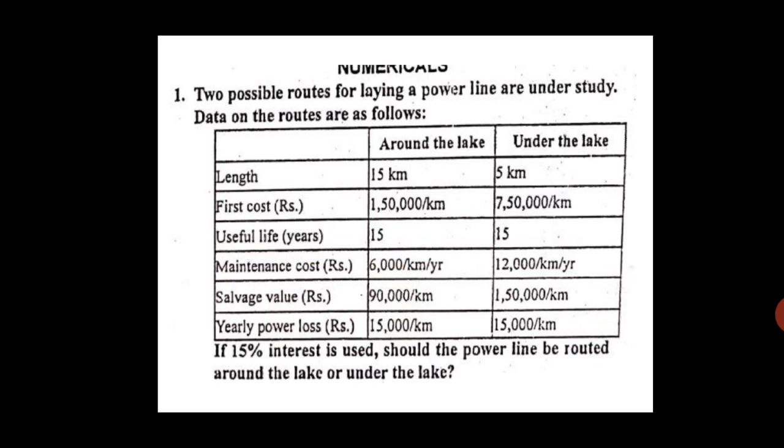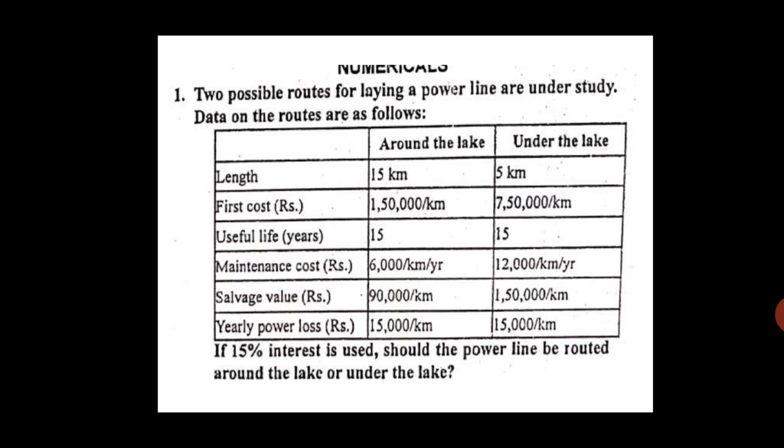So one thing is you can pass the power line around the lake, or you can take it underground, under the lake. Okay. So if you want to take around the lake, then it is almost 15 kilometers, but under the lake it is only 5 kilometers. The initial cost for around the lake is 1,50,000 per kilometer, whereas under the lake it is costly, 7,50,000 rupees per kilometer. Useful life for both the projects, around the lake as well as under the lake, is 15 years.